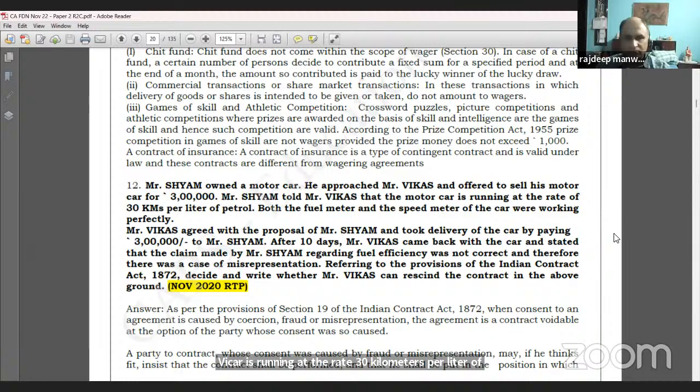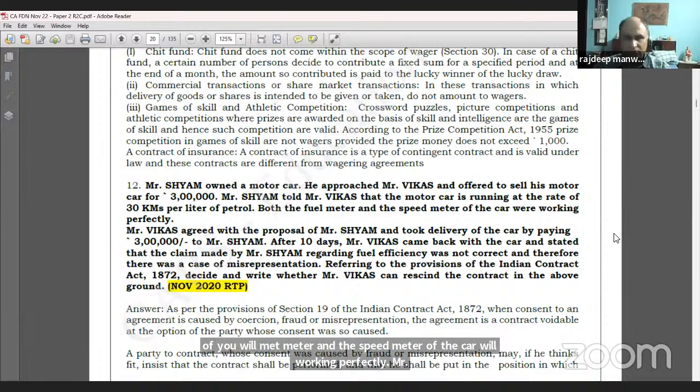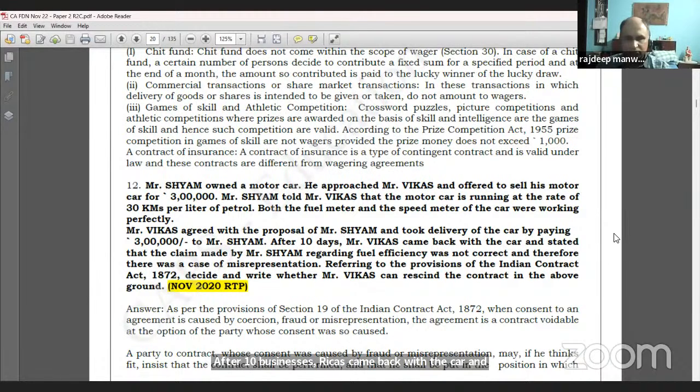Mr. Vikas agreed with the proposal of Mr. Sham and took delivery of the car by paying 3 lakhs to Mr. Sham. After 10 days, Mr. Vikas came back with the car and stated the claim made by Mr. Sham regarding fuel efficiency was not correct and therefore there was a case of misrepresentation. Referring to the provisions of the Indian Contract Act 1872, decide and write whether Mr. Vikas can rescind the contract on the above ground.